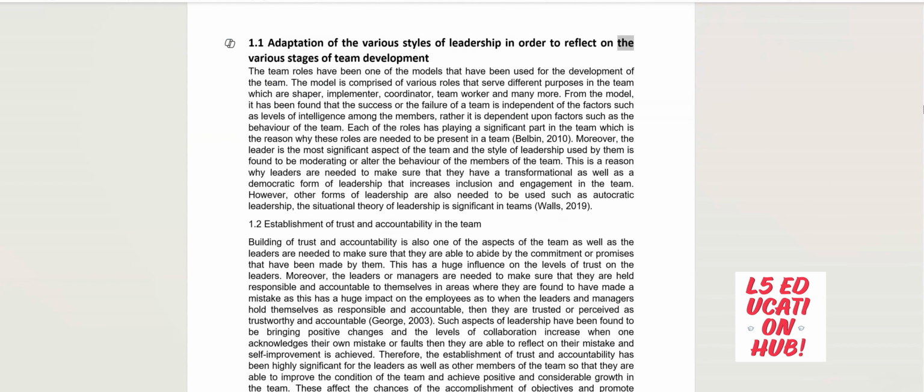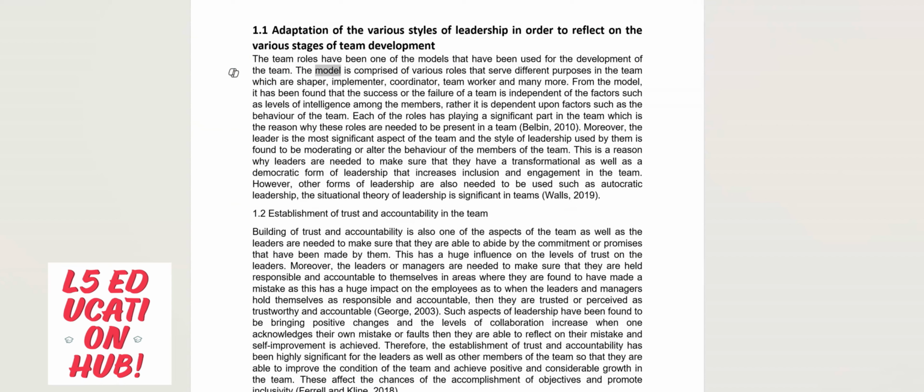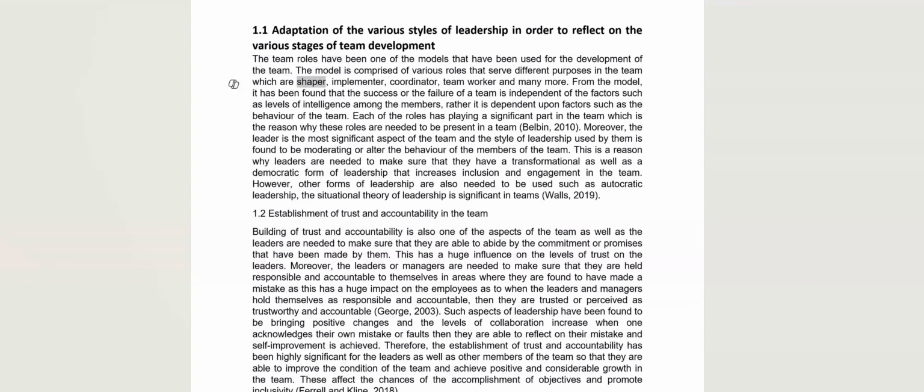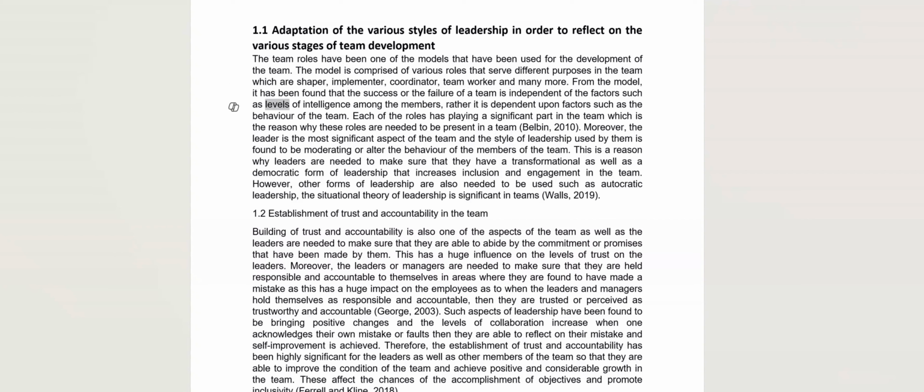Lead own team. 1.1 Adaptation of the various styles of leadership in order to reflect the various stages of team development. Belbin's team roles have been one of the models used for the development of the team. The model comprises various roles that serve different purposes in the team, which are shaper, implementer, coordinator, team worker, and many more. From the model, it has been found that the success or failure of a team is independent of factors such as levels of intelligence among the members; rather, it is dependent upon factors such as the behavior of the team. Each of the roles plays a significant part in the team, which is the reason why these roles need to be present in a team.